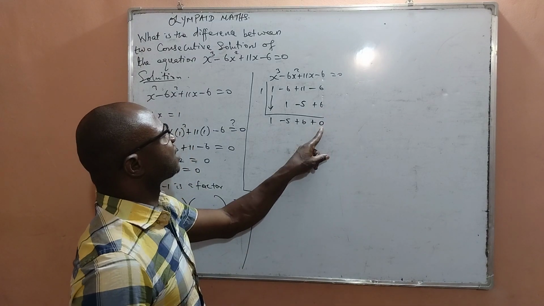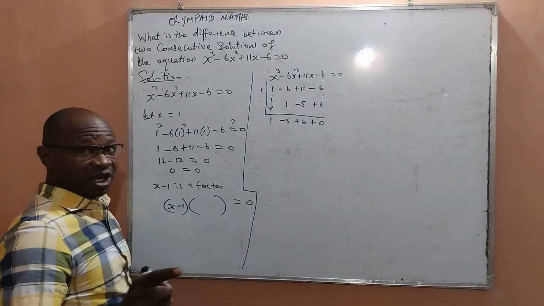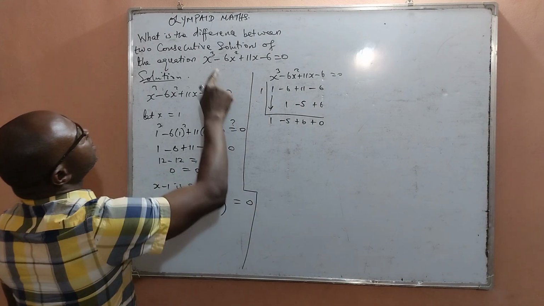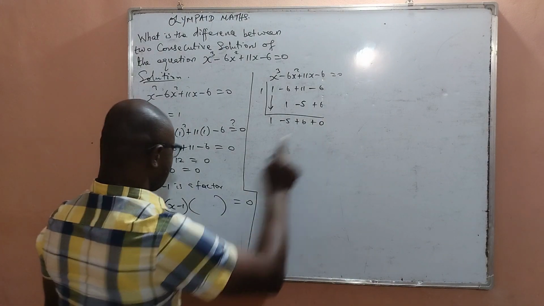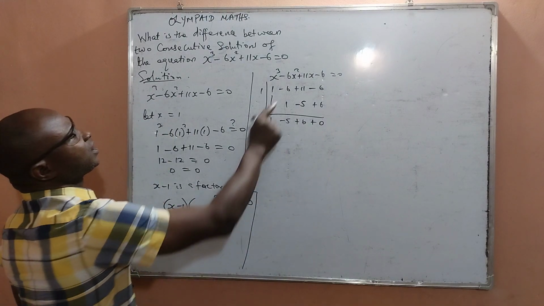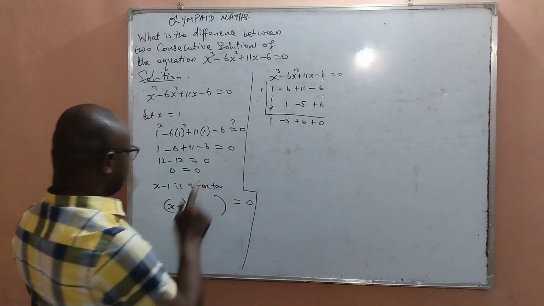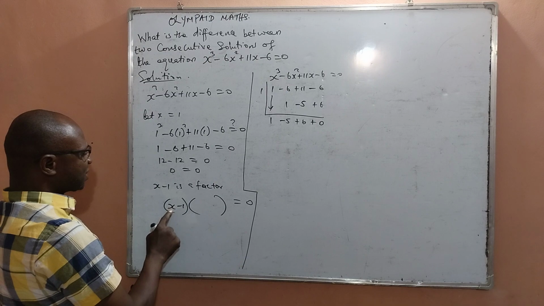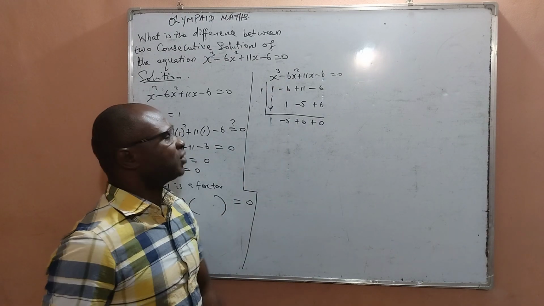That we are getting this 0 implies that x minus 1 is truthfully one of the factors of the polynomial function. If this place is not 0, it means that x minus 1 is not one of the factors of the polynomial. But because this place is 0, it implies that x minus 1 is very correct to be one of the factors of the polynomial.